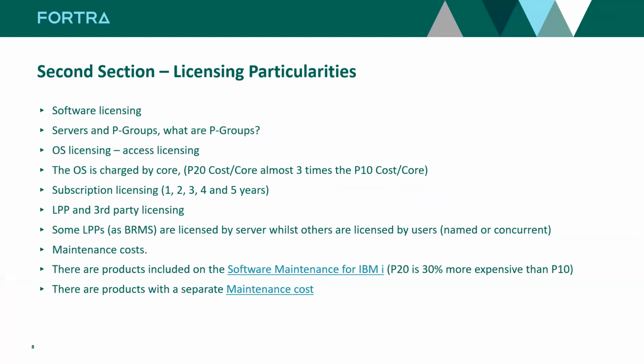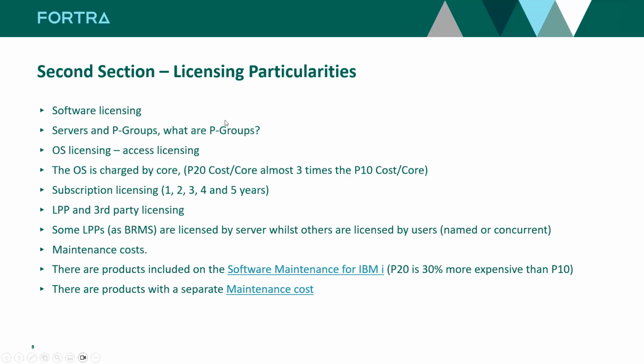Now, if we go to the licensing particularities and we talk about the software licenses, here comes this P group thing that we discussed on the 1024, that P group changing. So what's the P group? IBM and most software vendors charge the software maintenance according to the P group of each server.